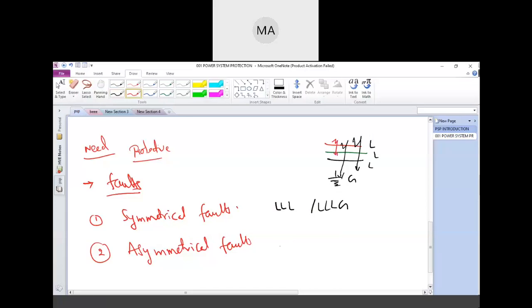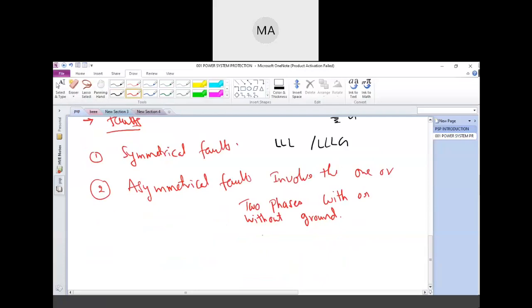These involve one or two phases, with or without ground. These are the examples we have: the LG fault, the LLG fault. So these types, LG, LL, LLG faults, are called asymmetrical faults.